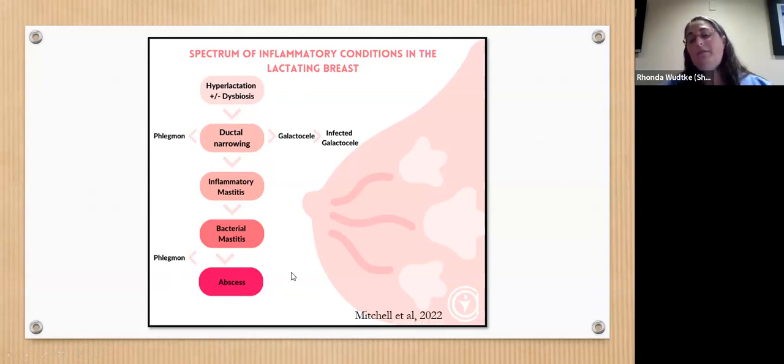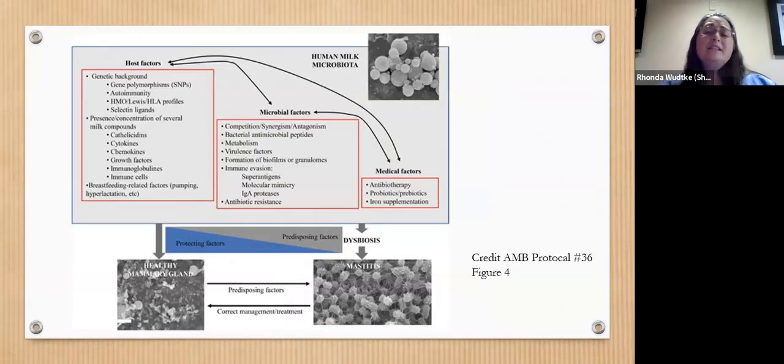And this is the work from Katrina Mitchell, and she is one of the authors of the new protocol. This picture is actually from the protocol itself. If you haven't printed it off, I highly recommend that you do print it. There are great pictures, great figures that are really going to help you to understand these things even more.